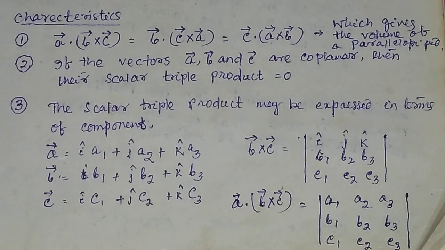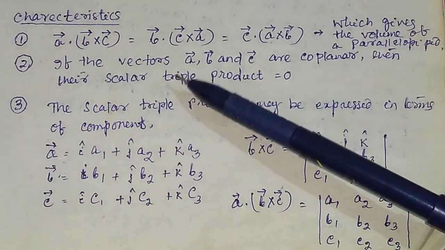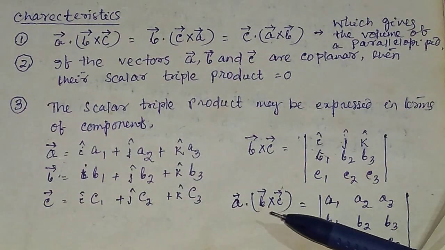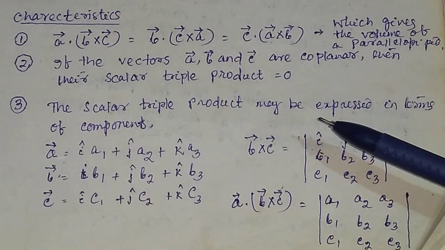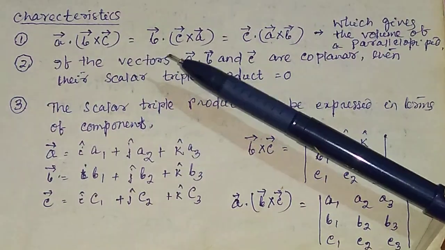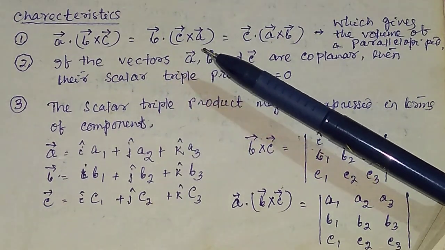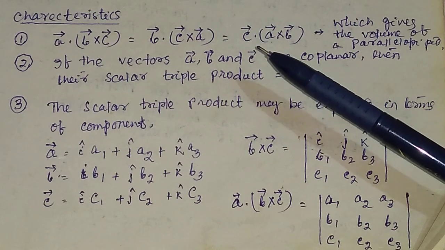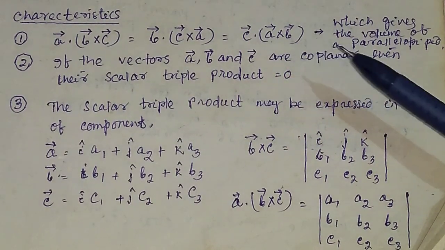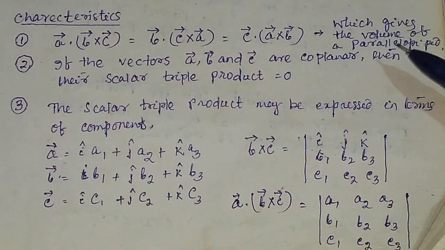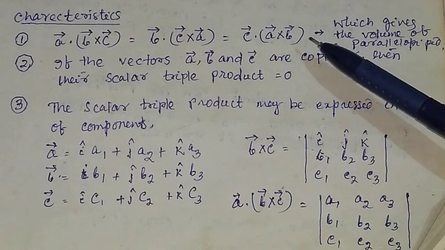What are the characteristics of scalar triple product? You should remember these characteristics of scalar triple product, which will be helpful to you for problems. The first characteristic is, you should remember, A dot B cross C is equal to B dot C cross A, that is equal to C dot A cross B. This is from the definition of scalar triple product, which also gives the volume of the parallelepiped.